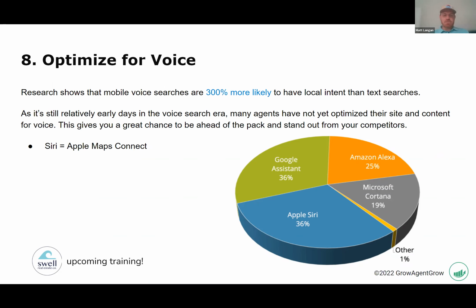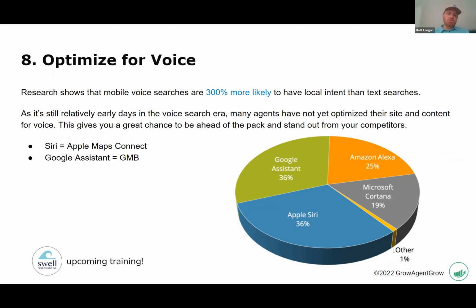So you can actually go on, find yourself on Google or Apple Maps Connect, get set up there and claim your listing. That's where Siri is finding that content in order to serve their voice user back the most relevant data, or the most relevant realtor in this case.